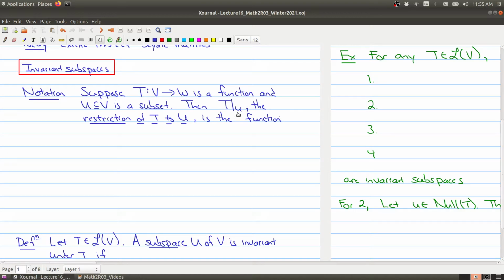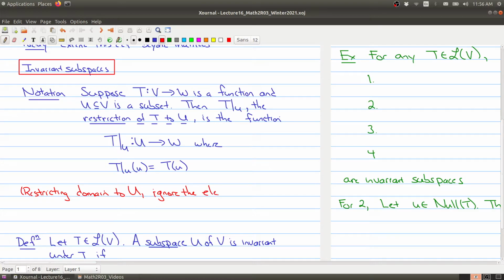Then T with a line and a subscript U at the bottom is called the restriction of T to U. And it's a new function. Let me write it out. It's a new function that goes from the set U to the set W, where when we input a value into this function, it's the same thing as the value that we would have got if we put it into the function T. So really what we're doing is just restricting the domain to the subset U, and we ignore the elements in the rest of the space. So you ignore the elements in the complement, V minus U.